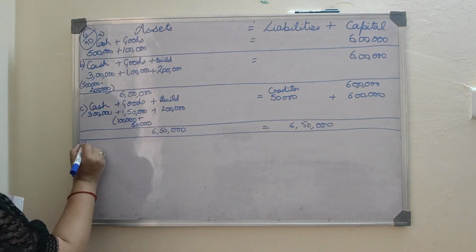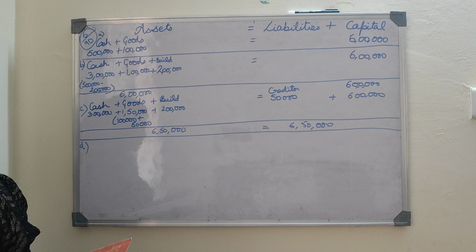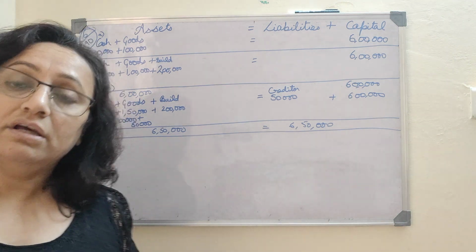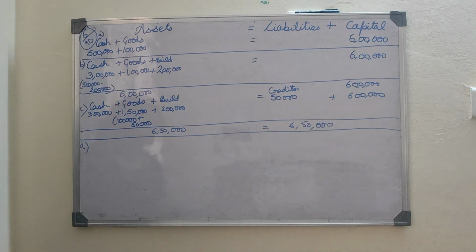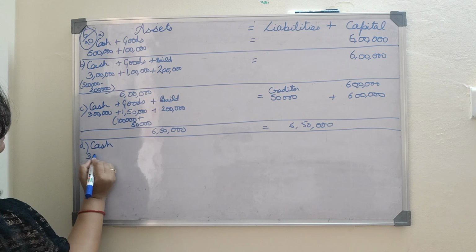Now next, the D part. Sold goods to Ashu, cost 25,000, for 36,000. It means goods of cost of rupees 25,000 were sold for 36,000. So we made a profit of 11,000, right? So Ashu's name is mentioned. It means we have increased our debtor, right? We will get the money from Ashu later. So cash is 3 lakh.